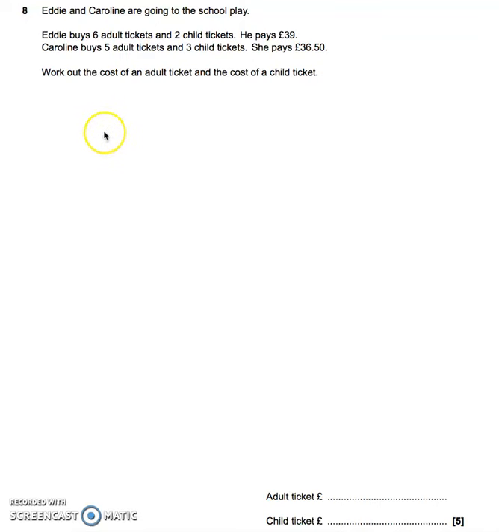Question number 8 is about some people called Eddie and Caroline. They're going to the school play. Eddie buys 6 adult tickets and 2 children's tickets, and he pays £39. And Caroline buys 5 adult tickets and 3 children's tickets, and she pays £36.50. We are asked to work out the cost of an adult ticket and the cost of a child ticket.